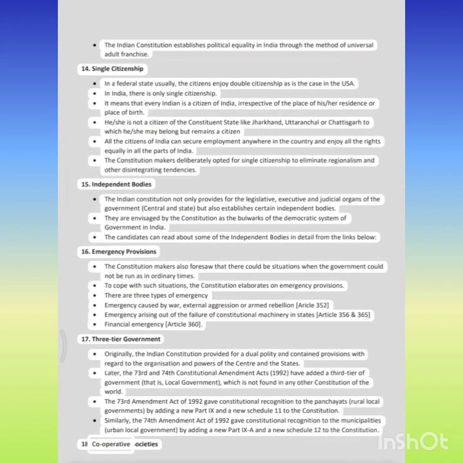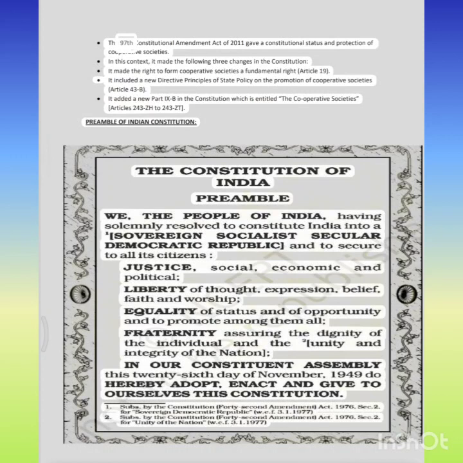18. Cooperative societies. The 97th Constitutional Amendment Act of 2011 gave a constitutional status and protection to cooperative societies. In this context, it made the following three changes in the Constitution.